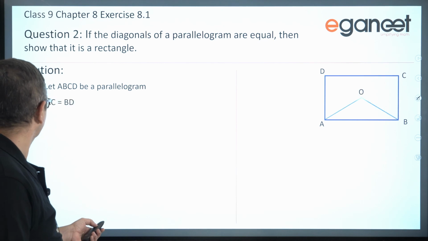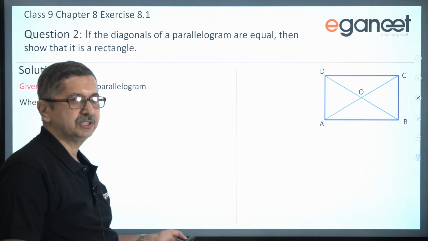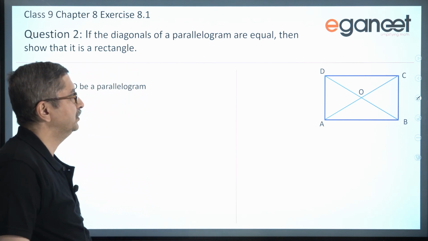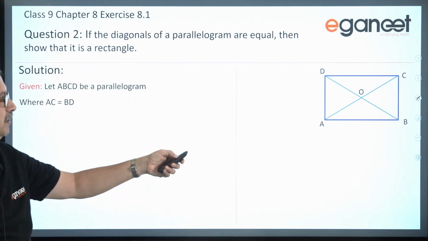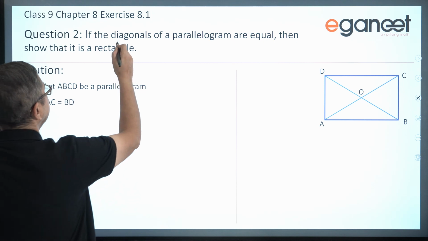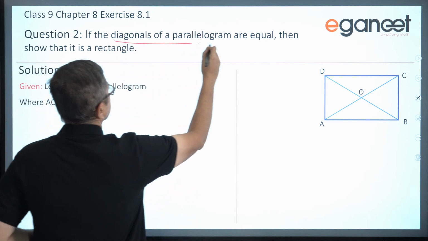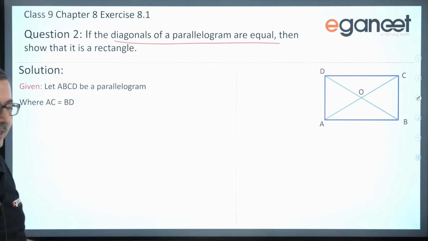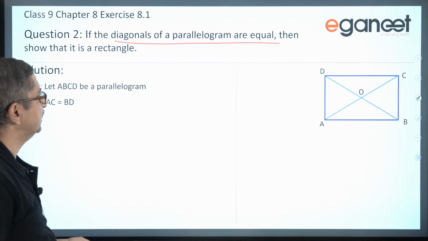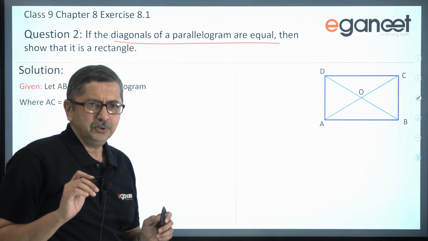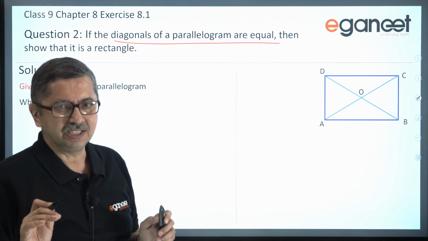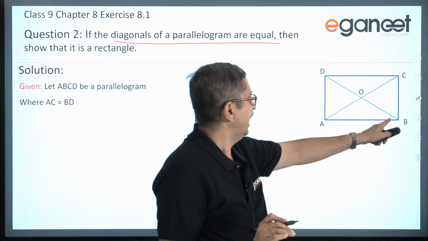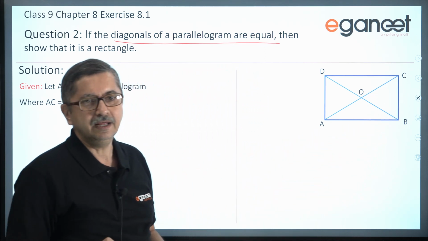Now, we join these diagonals AC and DB, and now we know that AC is equal to DB because this is a given condition here. It has been given. So let us see how we can tackle it. Now, do you recollect any ways by which we can say that an angle can be 90?